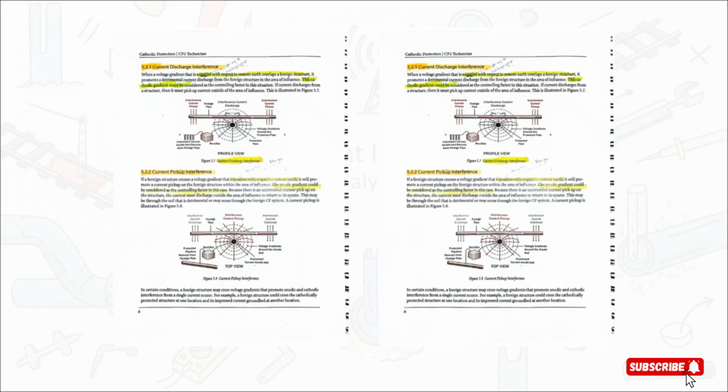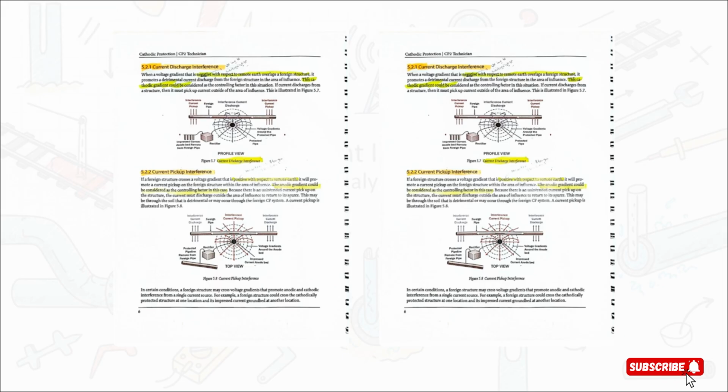Okay, pay close attention here, because this slide shows the two sides of the coin. On the left, you've got current discharge. The neighbor's anode bed is pumping out current, and it forces that current to literally jump off of our pipe to get to their pipeline. That exit point, that's where our pipe is turning to rust.